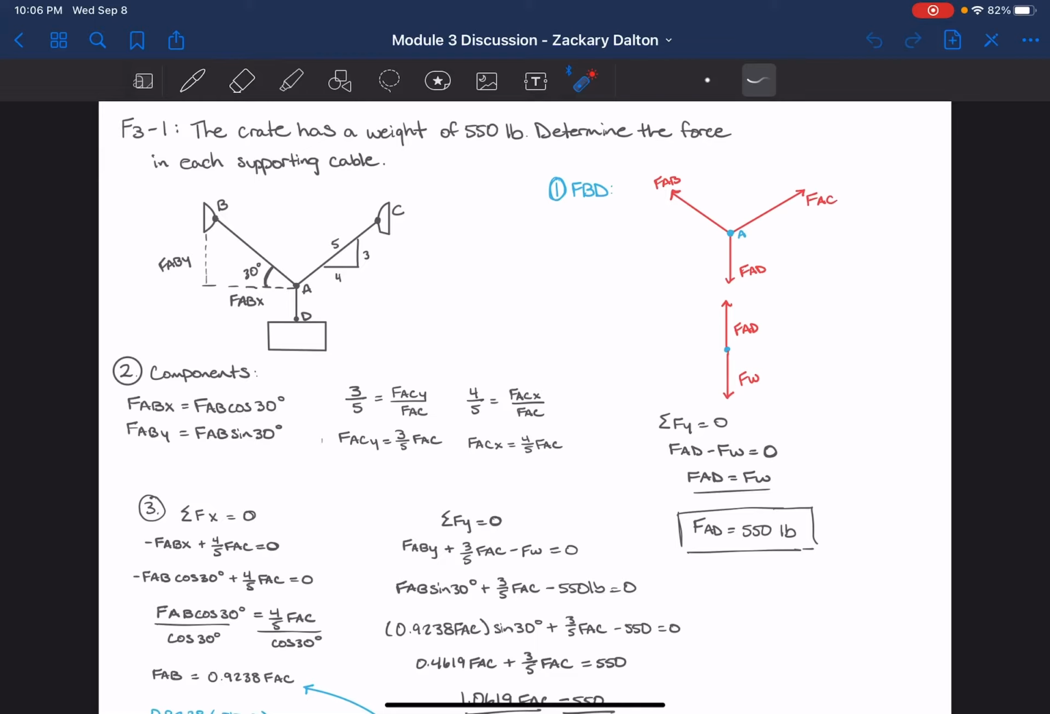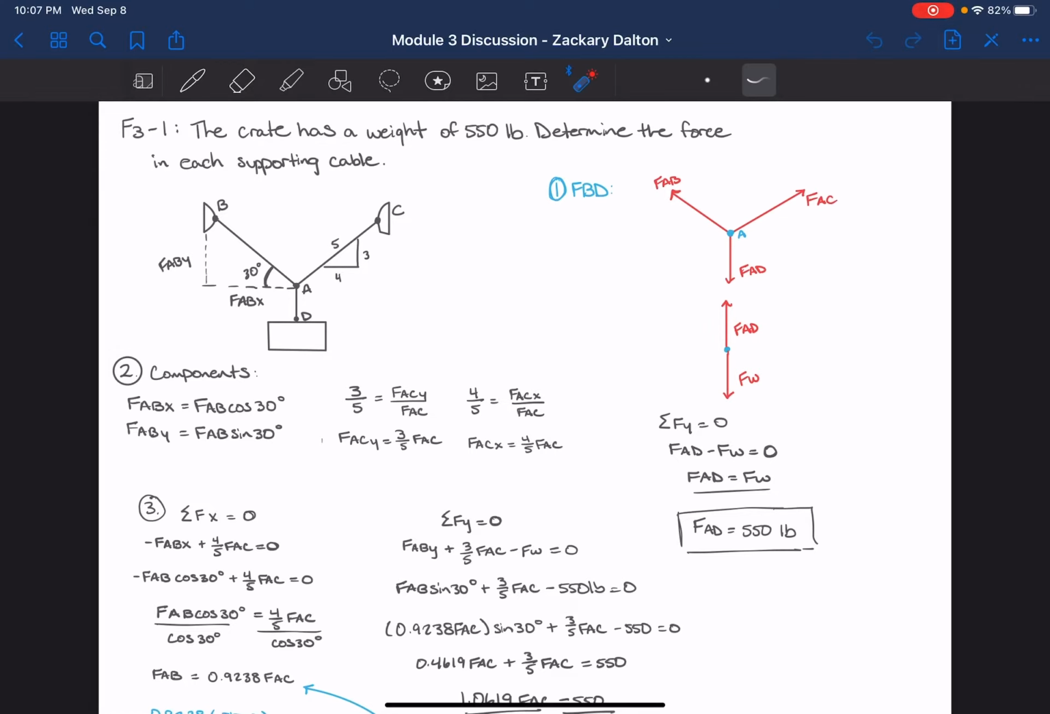Now, for most of these 2D/3D problems, one of the first steps that you want to start with is by creating a free body diagram. And so here I've illustrated two free body diagrams, since you're not only dealing with the point at A, but you're dealing with the free body diagram of the crate itself. This will help you in the long run, as you will find that FAD is equal to the force of the weight, which not every problem is going to be as simple as this, but in this case it ended up working out pretty well, and so your FAD is going to be equal to 550 pounds.